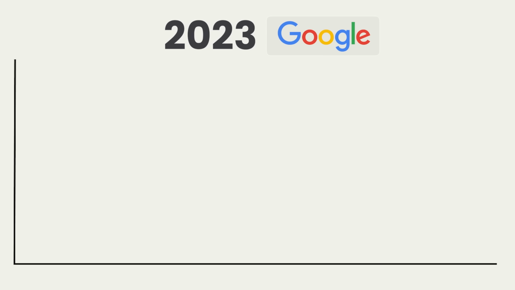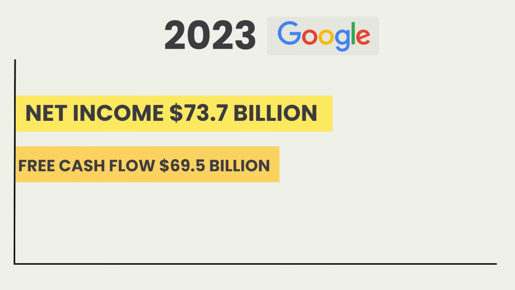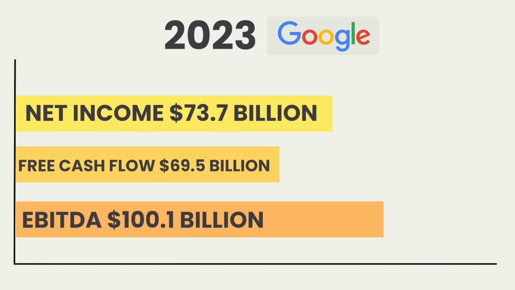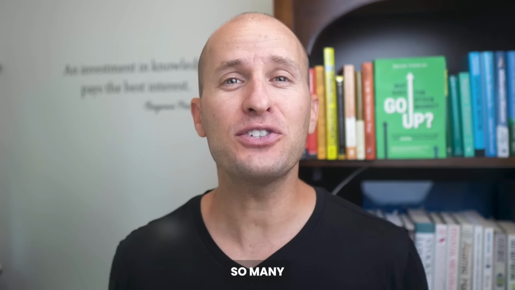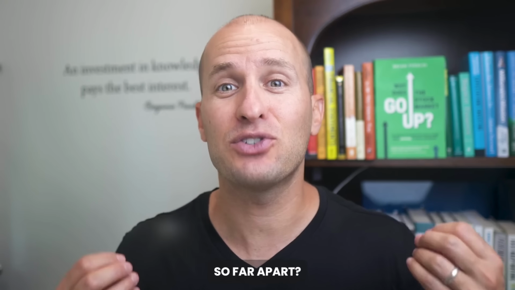In 2023, Google reported net income of $73.7 billion. In the same year, its free cash flow was $69.5 billion, and yet its EBITDA was $100.1 billion. Why are there so many different ways to measure a company's profits? And why can these numbers sometimes be so far apart?